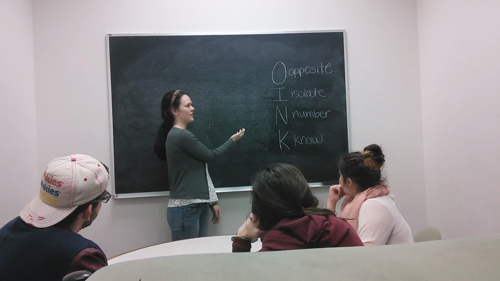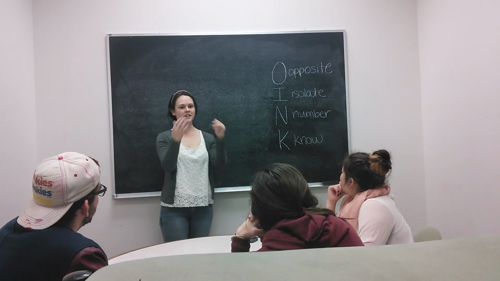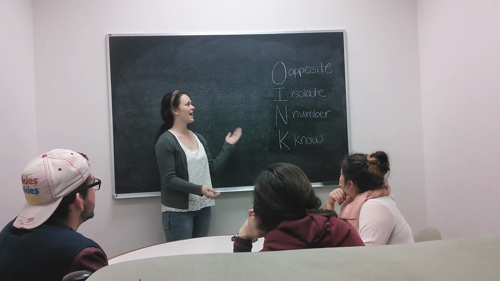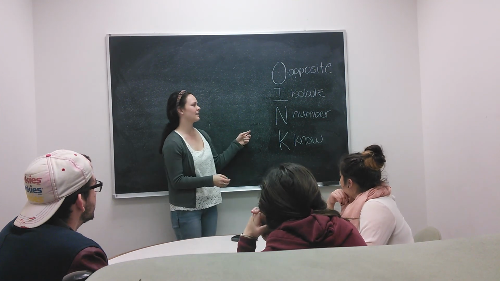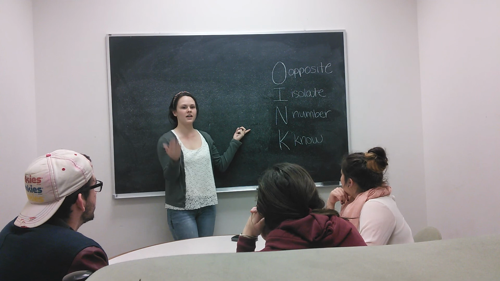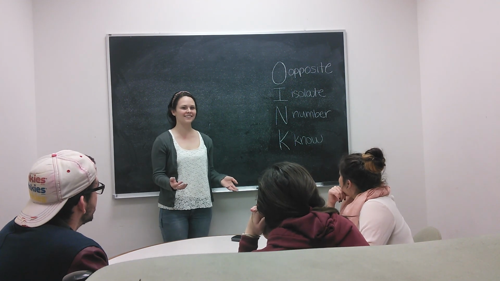Okay, so now you guys can sing along with me. O, perform the opposite operation. I, be sure to isolate the variable. N, x should be equal to a number. K, check to know that you are right.